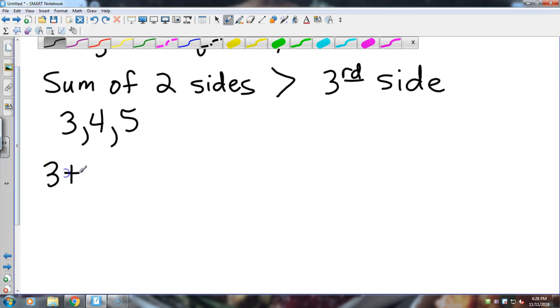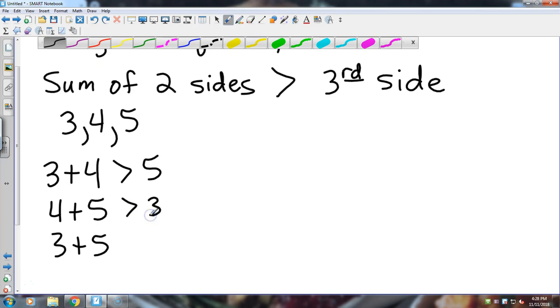We've got 3 plus 4. We've got 4 plus 5. And we've got 3 plus 5. 3 plus 4 would have to be greater than the third length, which is 5. That is true. 7 is greater than 5. 4 plus 5 has to be greater than 3. That's absolutely true. And then 3 plus 5 has to be greater than 4.